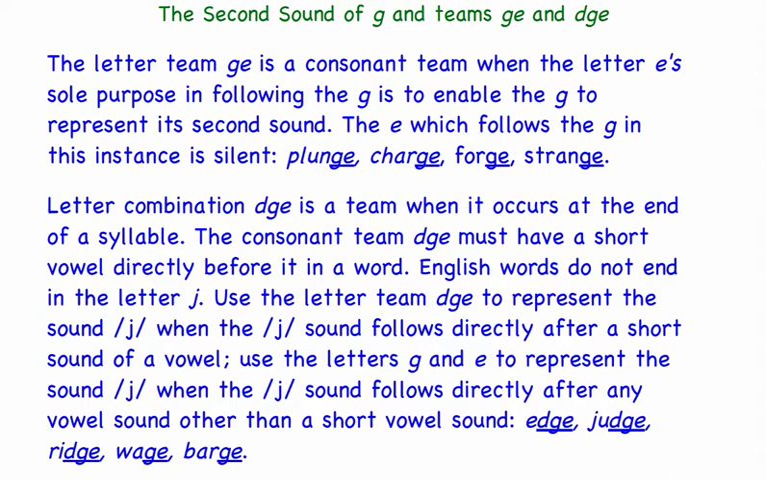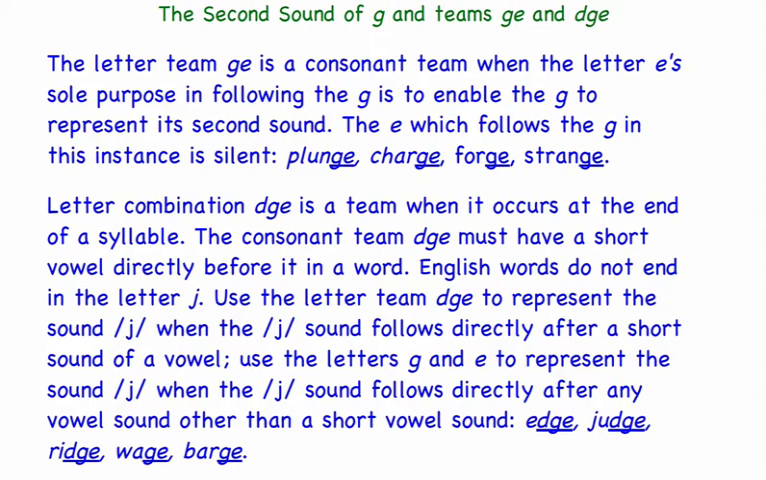And we have some words which illustrate this rule. First of all, remember, when you have the sound J at the end of the word, you cannot use the letter J to represent that sound. English words don't end in the letter J. So if we have a short vowel followed by J, we're going to use DGE to represent the sound J. However, if you do not have a short vowel followed by J and you have another vowel sound instead, then you're going to use GE to represent the sound J.